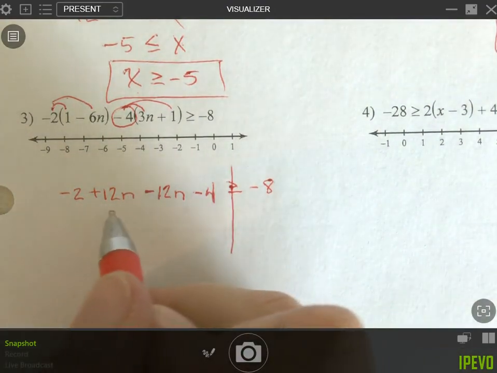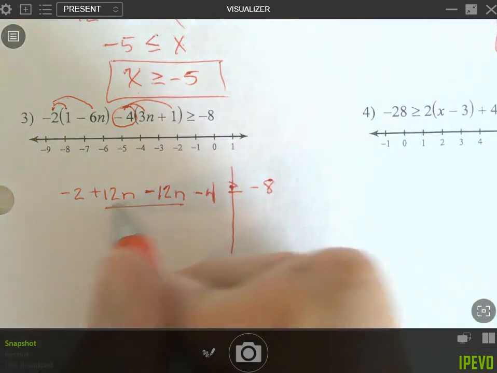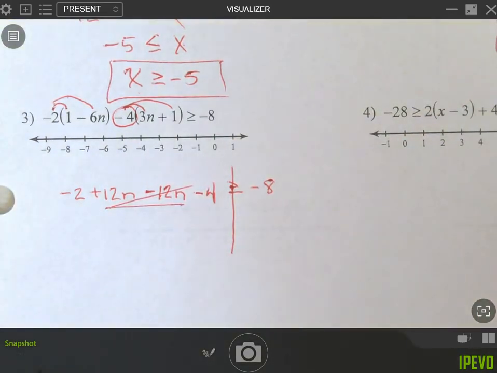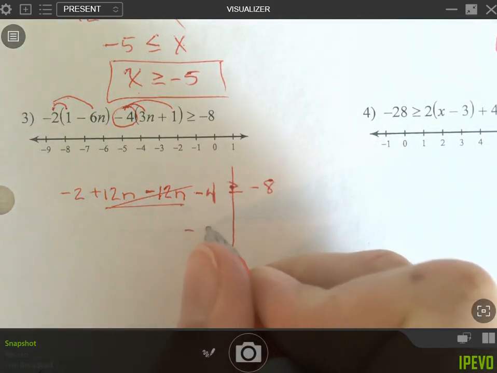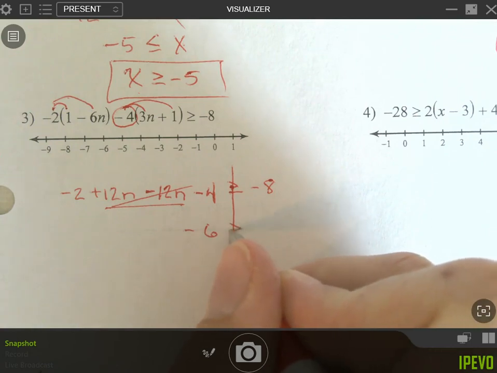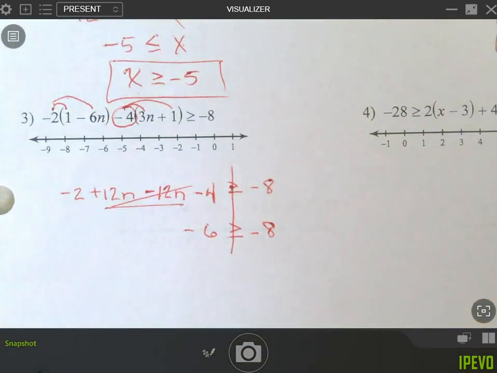So when I say clean up first, what happens when I add 12n and -12n? Not even n. It's gone, isn't it? 12n minus 12n is gone. So what I'm left with when I add like terms is -2 minus 4, which is -6. Now, is -6 greater than or equal to -8? Is -6 greater than or equal to -8?